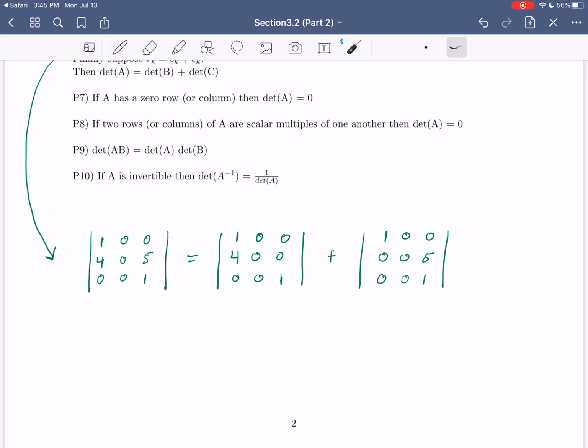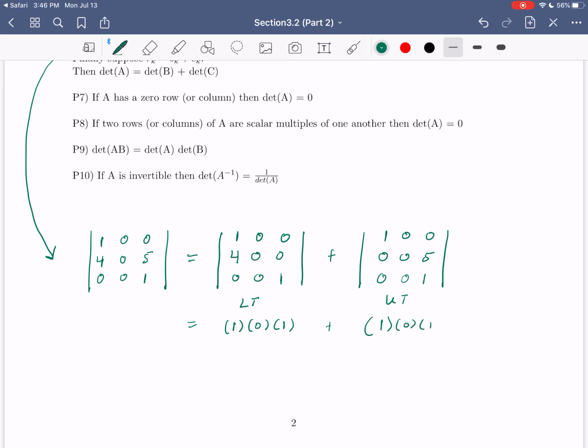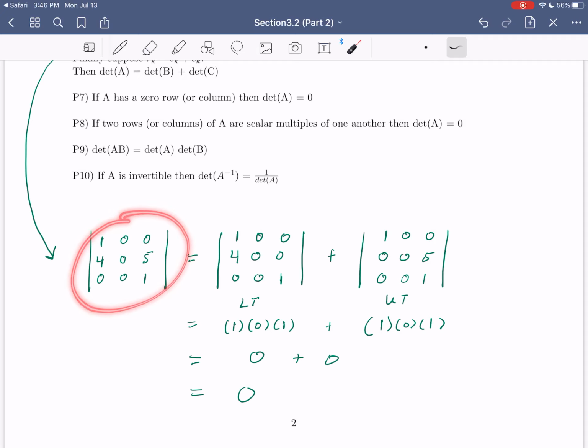So you could then see why that might be useful, like in this weird case. This then would be lower triangular, so we could get the determinant here, since this is lower triangular, as 1 times 0 times 1. And this one would be upper triangular, so we could get the determinant there as 1 and 0 and 1. And then we could see that that's 0 plus 0, and we'd get that the determinant overall of this thing would be 0. Now, is that super useful?